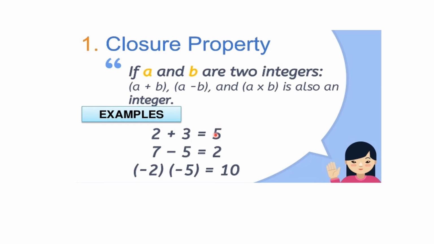Is 5 an integer? Yes, 5 is an integer. 7 minus 5 is equal to 2. 2 is an integer. Next is multiplication. Minus 2 into minus 5. When you are multiplying two integers, I am getting back an integer. So in all these three cases, in addition, subtraction and multiplication, I am getting back the integer. So we can say addition, subtraction and multiplication are closed under integers.